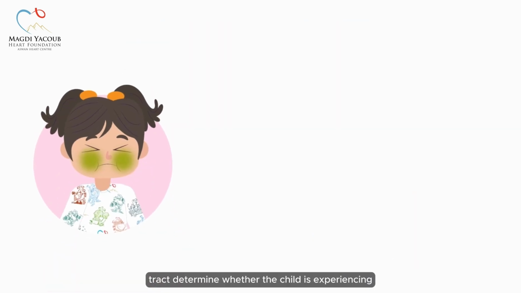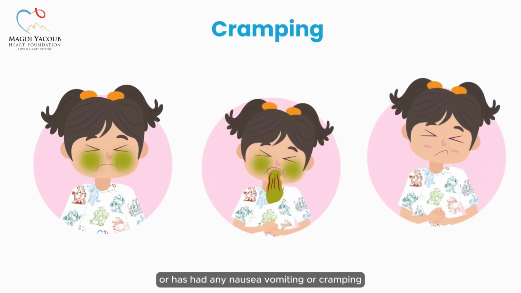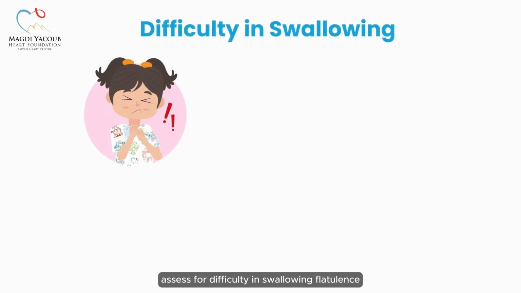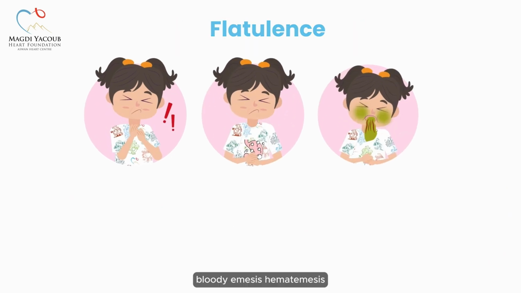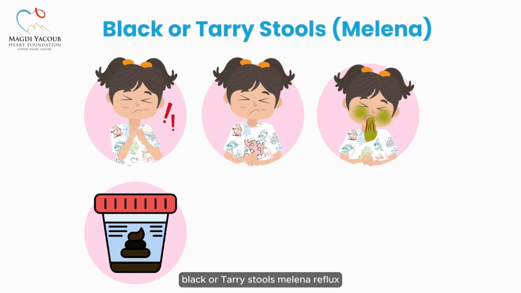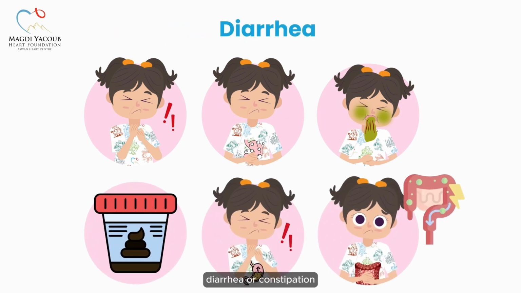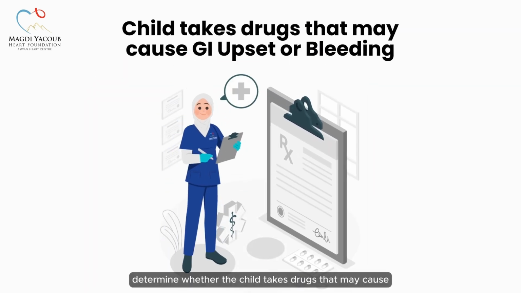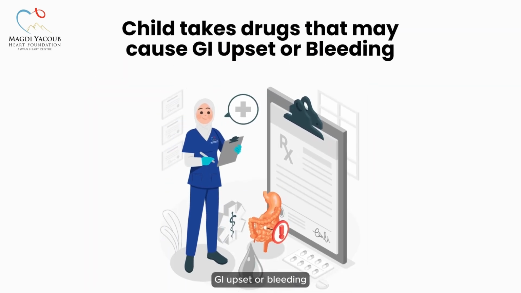Determine whether the child is experiencing or has had any nausea, vomiting, or cramping. Assess for difficulty in swallowing, flatulence, bloody emesis, hematemesis, black or tarry stools, melena, reflux, diarrhea, or constipation. Determine whether the child takes drugs that may cause GI upset or bleeding.